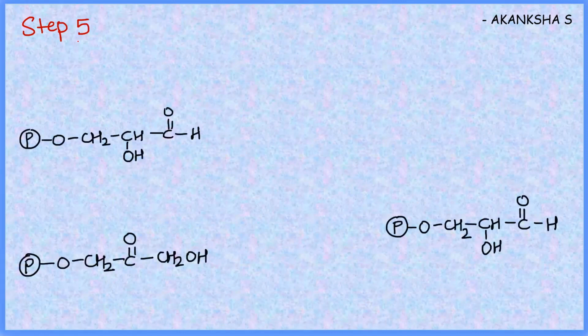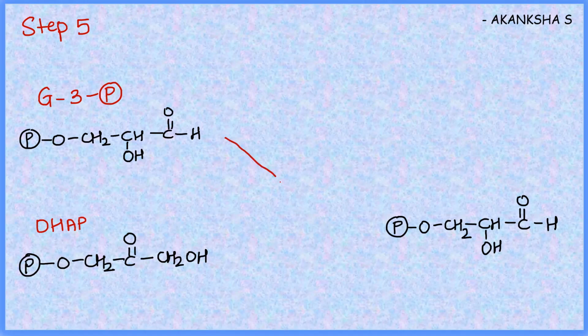Okay. So let's start our payoff phase. This step number 5 is basically a transition step. We are moving from preparatory to our payoff. What did we get? We had glyceraldehyde 3-phosphate and DHAP, right? Now, I told you something. I told you both of them are isomers of each other.